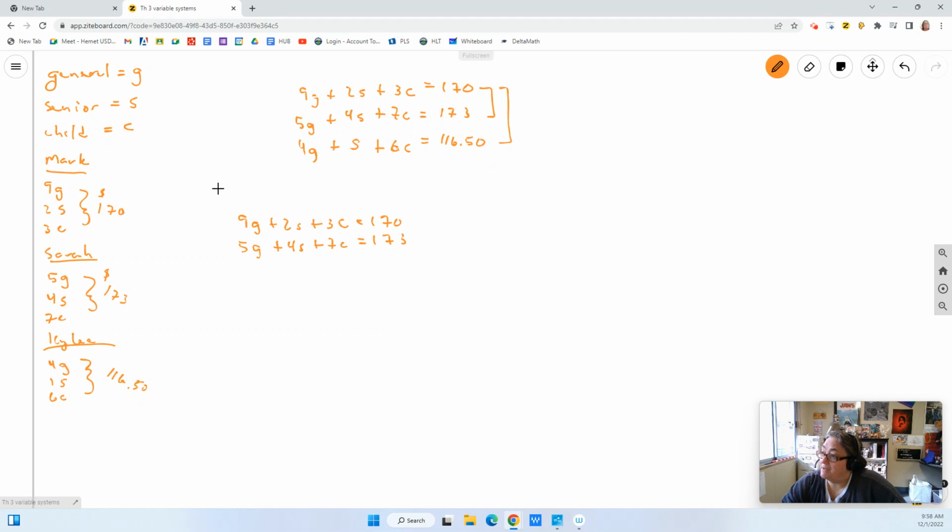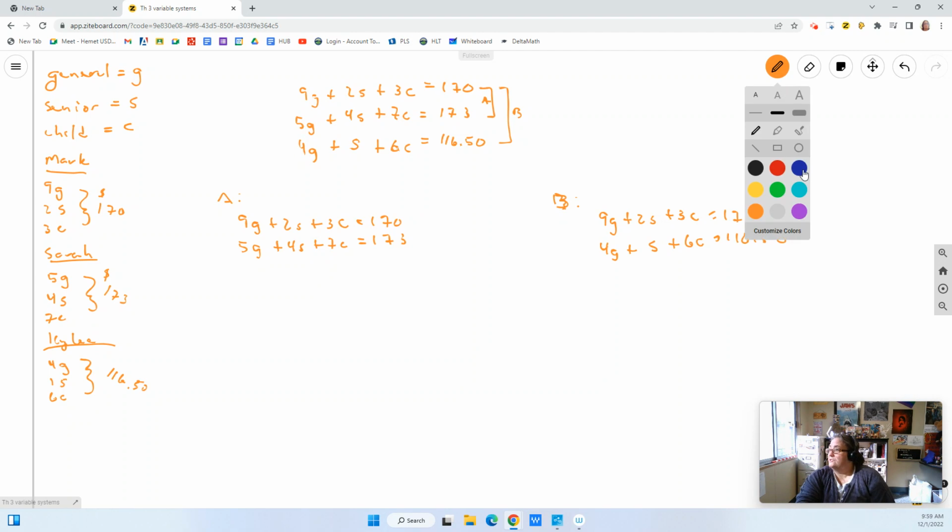And this is my A equation. We'll call that A, we'll call that B. For my B equation, I'm doing the same thing. We're going to go 9G plus 2S plus 3C equals 170. And then the equation we didn't do, 4G plus S plus 6C equals 116.50.